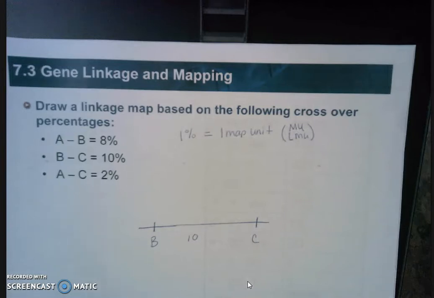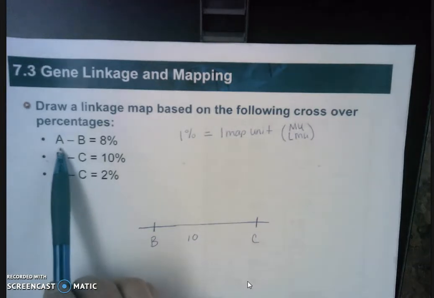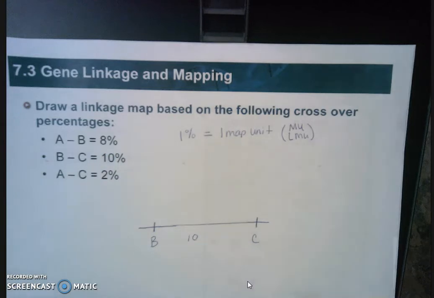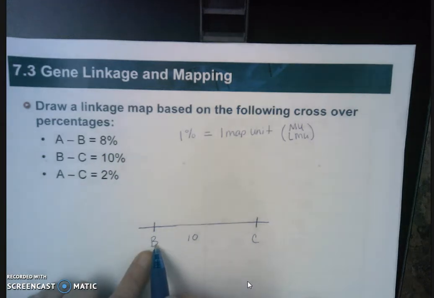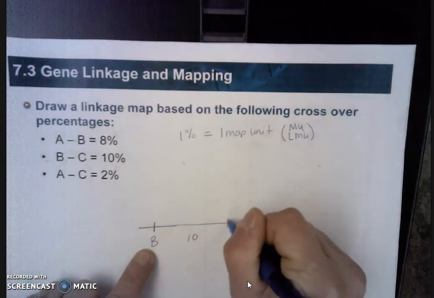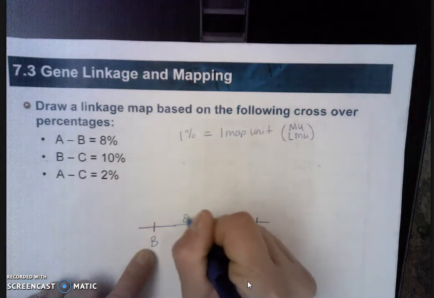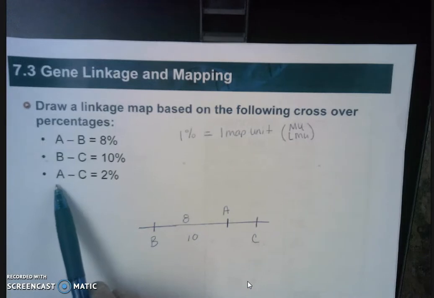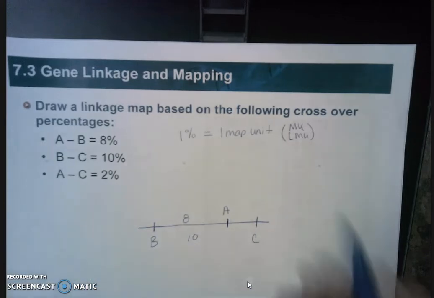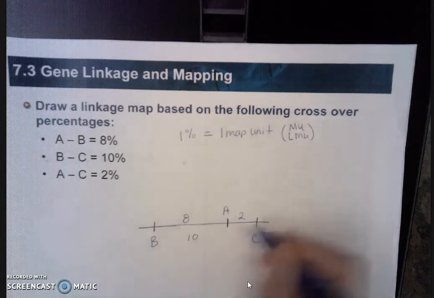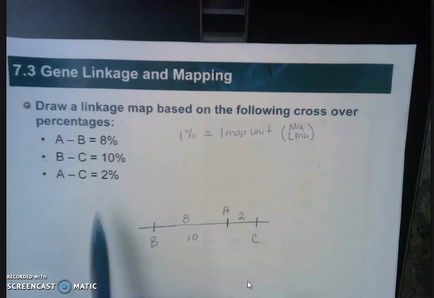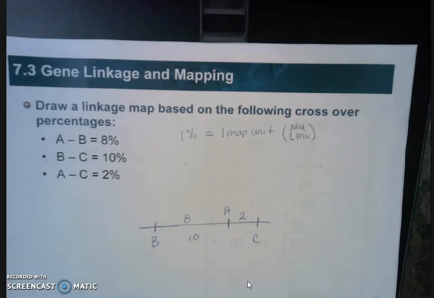All right, then I'm going to start to look at this. I come back up here and I see that the A gene and the B gene cross over 8% of the time, so they're 8 map units away. Down here is the B, and so when I go to find the A, it's going to be approximately 8 map units away. Now I'm going to double check that: from the A to the C should be 2 map units. If I add these two up, 8 and 2, I should get 10, which I do. So given the frequencies here, this is how I would figure out where these genes are located with respect to one another on a chromosome.